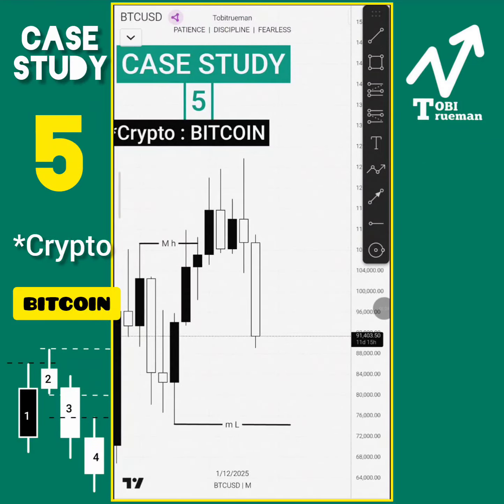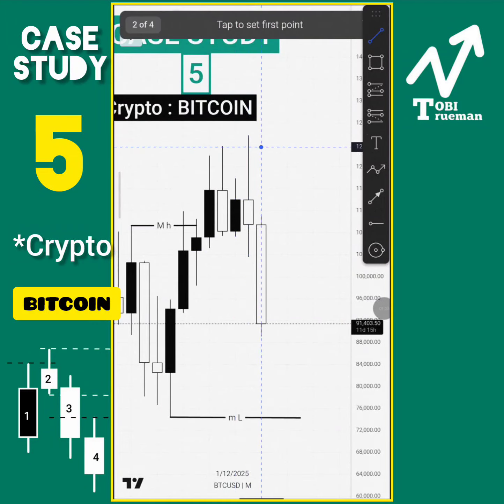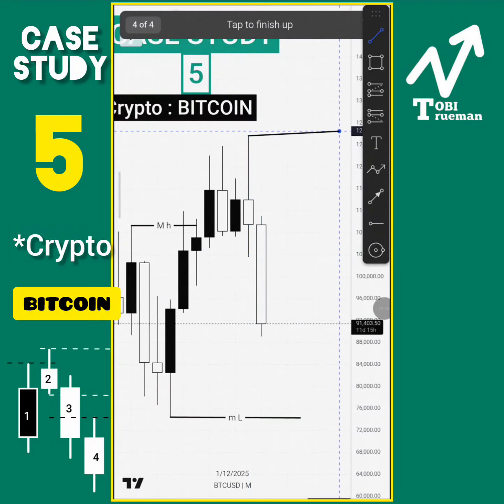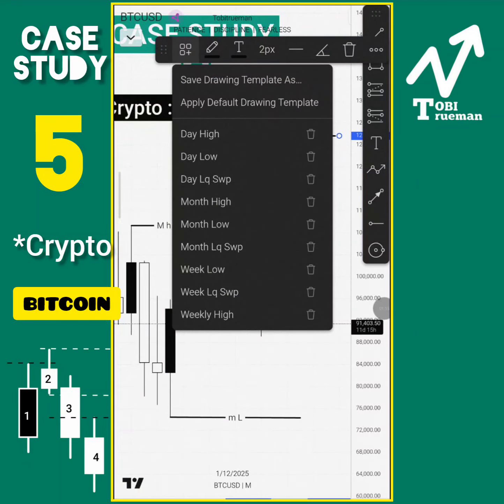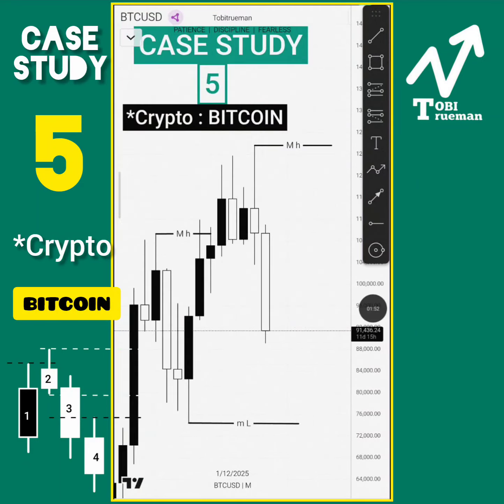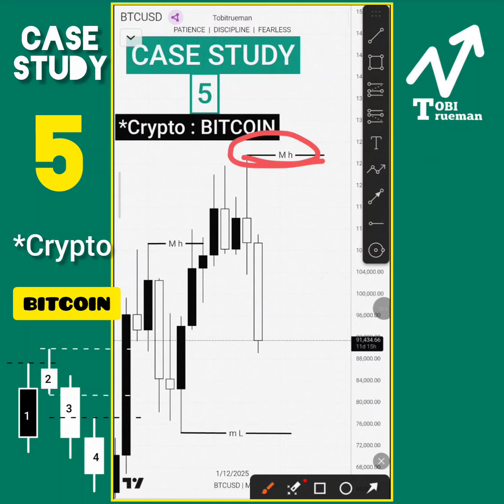Now let's look at where there's the current month high. The current month high was at this point, month high. All right, now that we have marked out the previous month high and previous month low, where price is currently at is at this previous month high. What do we do?